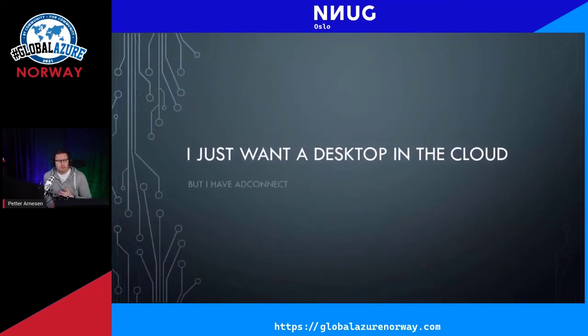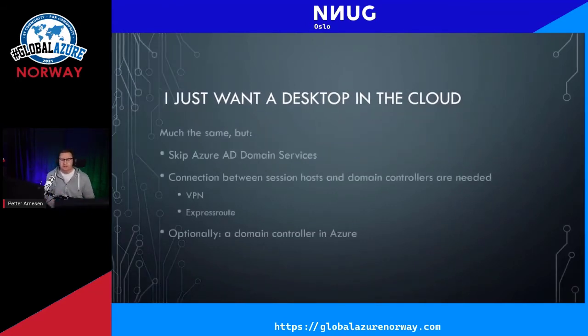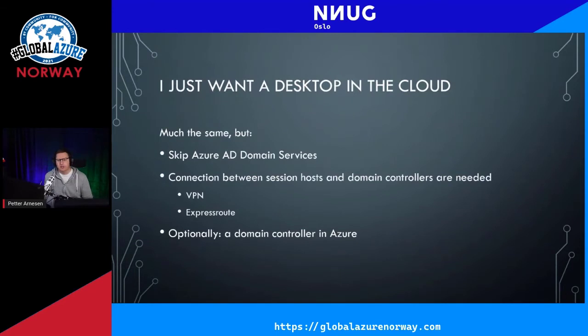And kind of the same use case or scenario, but in this case, we already have AD Connect, so we have some services from before. And when we have AD Connect set up from before, it would be much the same, but we will be skipping the Azure AD Domain Services because we already have a traditional AD that is synced to Azure AD. And in this case, we would need a connection between the session hosts in Azure and the domain controllers. This can be VPN, or you can also use ExpressRoute.